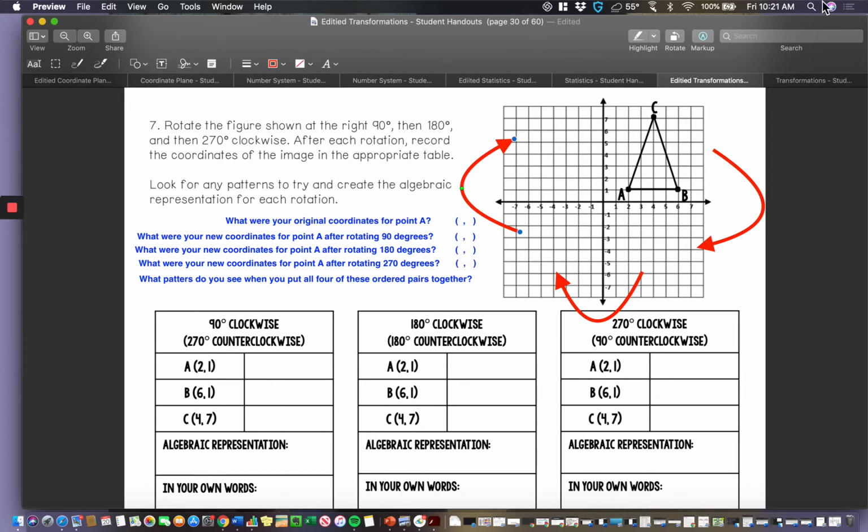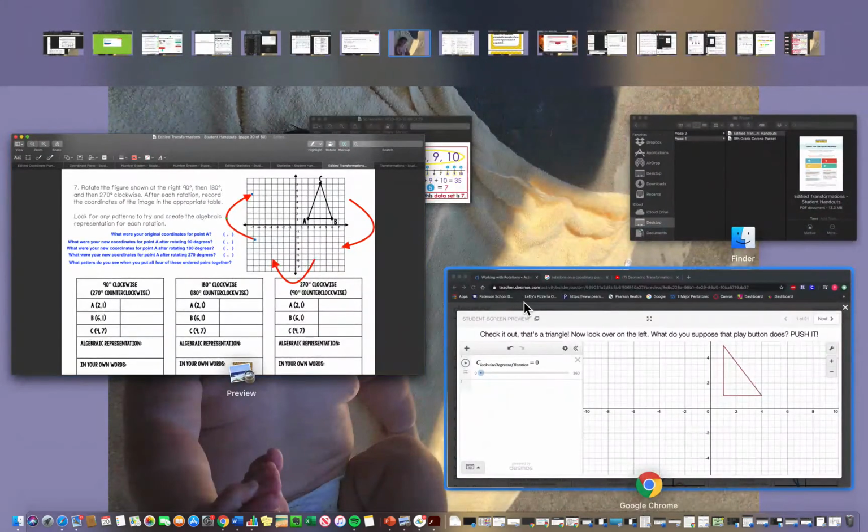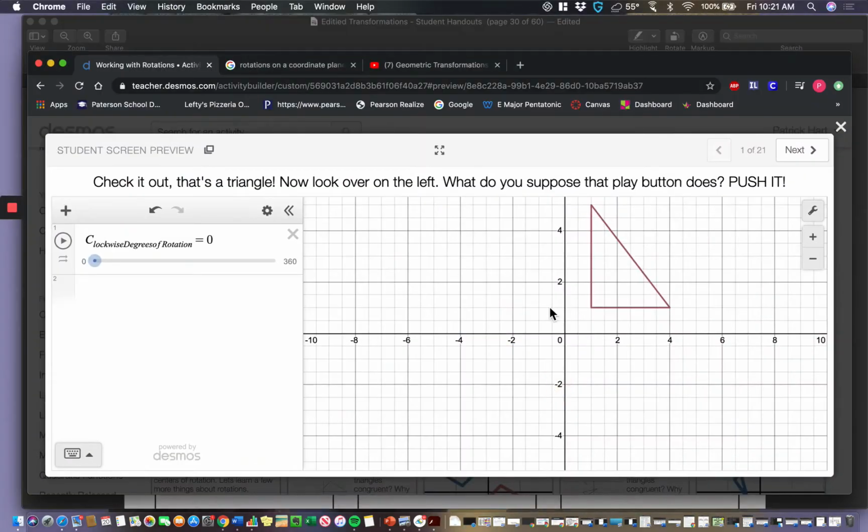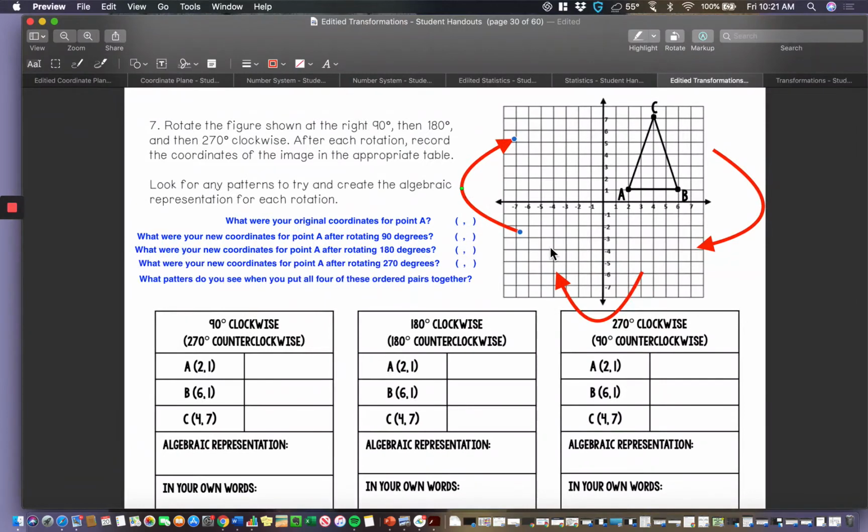Your first image is already there for you. Then when you're done, you've got to rotate it 90 degrees. So you're going to have a whole new set of coordinates after you're done rotating it. After you're done rotating it into this first rotation, you've got to plot your new coordinates for A there, B there, and C there.